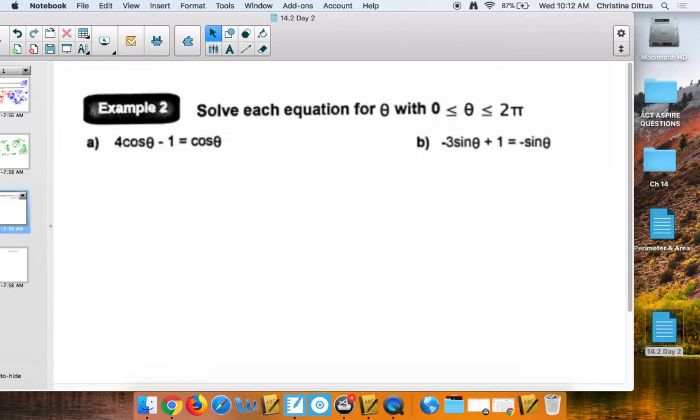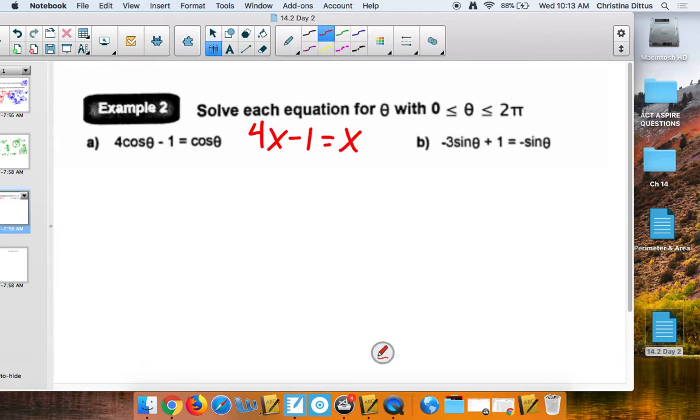Alright, this next stuff is a little bit different. The good news is it's kind of like Algebra 1. I need to solve each equation for my angle. The first equation I'm given is 4 cosine of theta minus 1 equals cosine of theta. I'm going to write this kind of like how you're used to seeing it. This is kind of the same thing as 4x minus 1 equals x, except instead of x, I have cosine of theta. Would you agree they look the same?